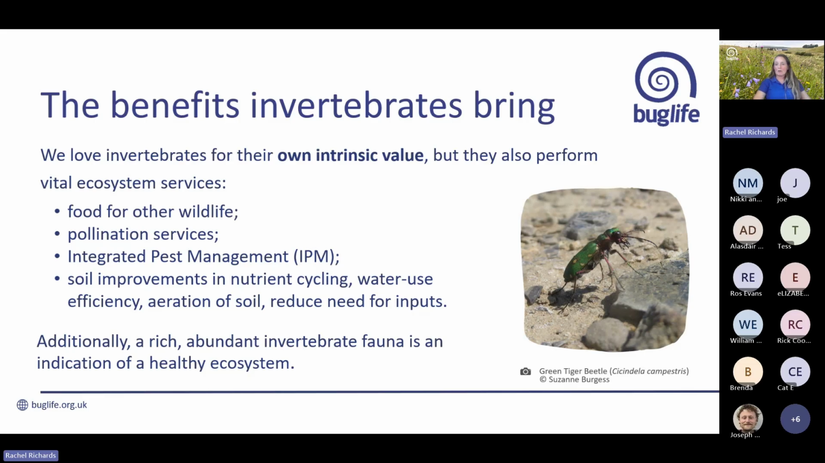So you need less costly inputs, so the fertilizers and what have you. So having an abundant invertebrate fauna indicates a healthy ecosystem. Some people will complain when they see lots of flies everywhere. I think it's a great thing. And it means that the environment is healthier, especially if there is a diversity of different species.